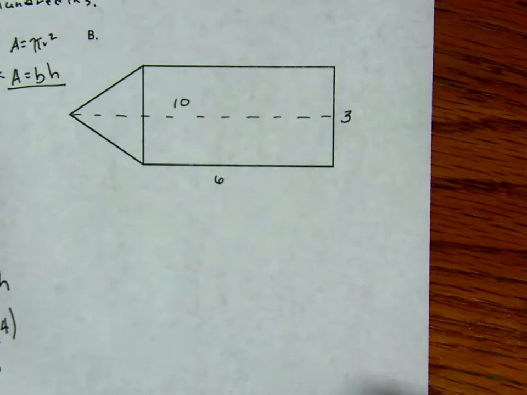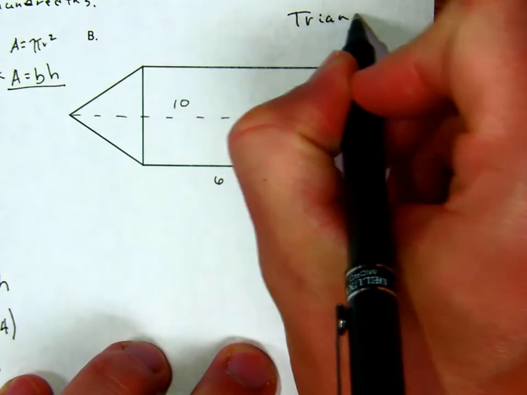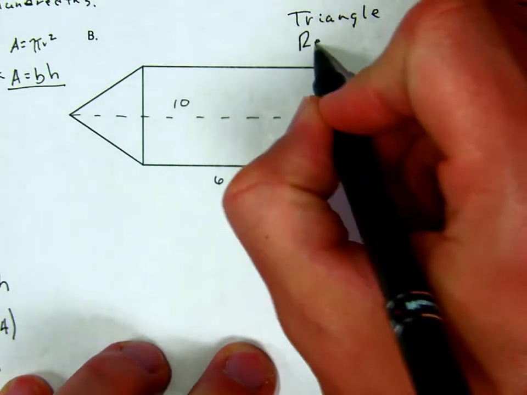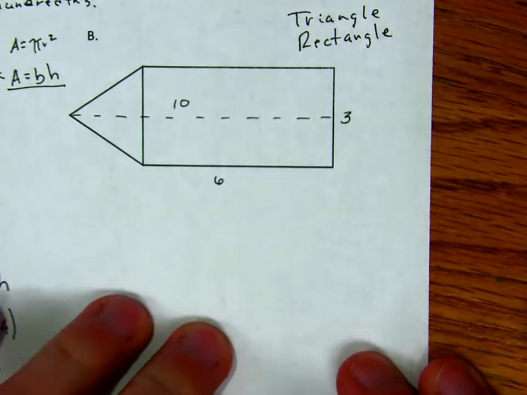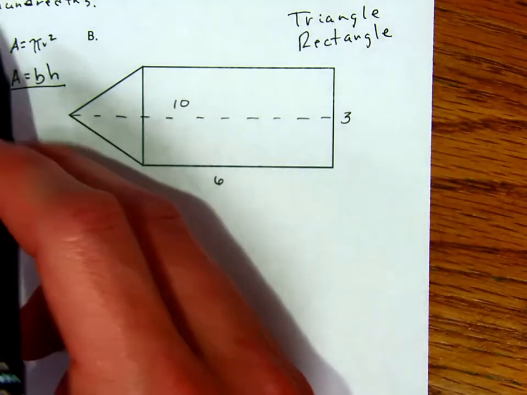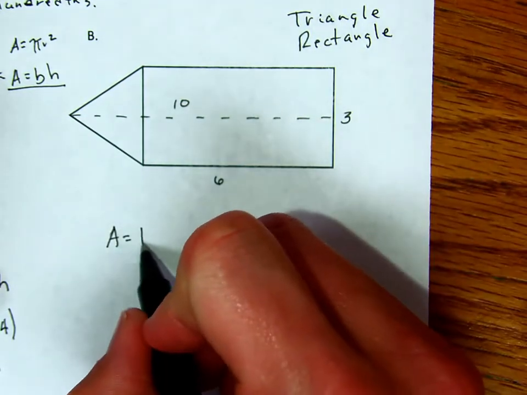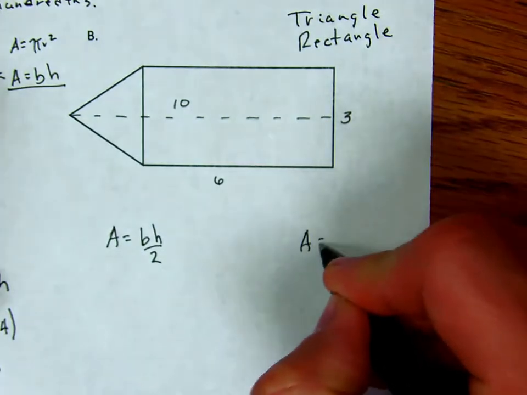Example B. We've still got a composite figure. We've combined two figures here. Let's recognize those figures. We've got a triangle to the left here, and we've got a rectangle as the rest of the shape. Let's find the formulas for area for those two shapes. So triangle, area equals base times height divided by 2. And our rectangle is area equals base times height.